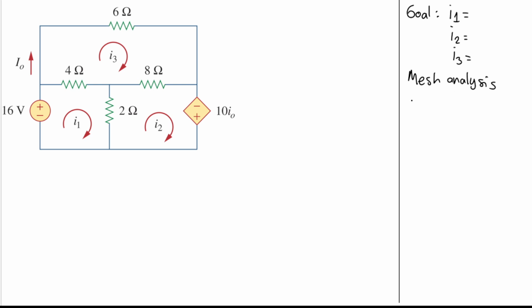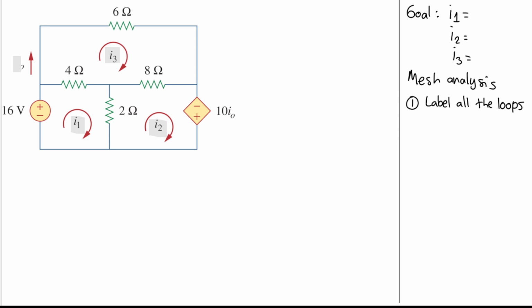The first step that we need to do is to label all the loops. In the circuit here, we are already given 3 loops: I1 here, I2, and I3 here. So we have I1, I2, and I3 as our loops. But aside from labeling all the loops, we also need to extract some information available from the circuit.